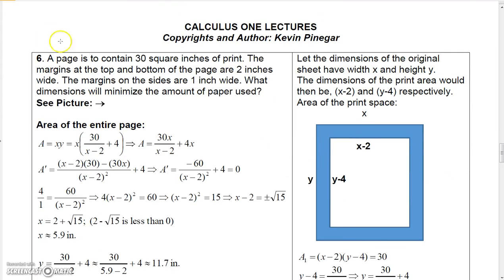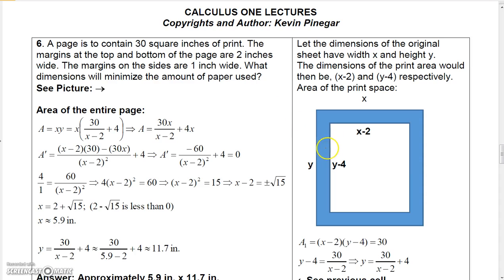Okay, so on this problem we have a page of 30 square inches of print, and the margins at the top and bottom are 2 inches, where the margins at the sides are 1 inch wide. And so what dimensions will minimize the amount of paper used? Well, let's draw our diagram. You know that the dimensions at the top and bottom are 2, so these dimensions are 2 here and here, and these dimensions on the sides are 1, so ignore the magnitude there, even though it doesn't look like it's twice the size on the dimensions.